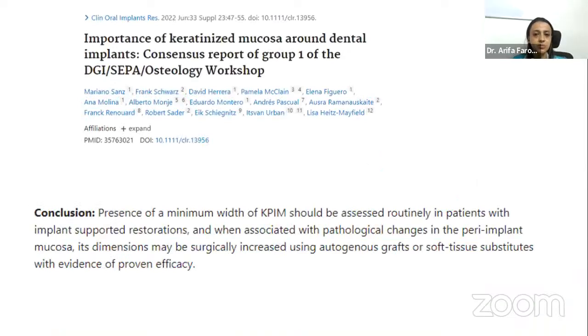Another consensus report, of the year 2022, also says that in patients with implant-supported restorations who have a minimum width of keratinized mucosa, when associated with pathological changes, okay, we have to see the inflammatory changes in the peri-implant mucosa, then the dimensions may be surgically increased using autogenous graft or soft tissue substitutes with evidence of proven efficacy. It is the latest 2022 consensus report.